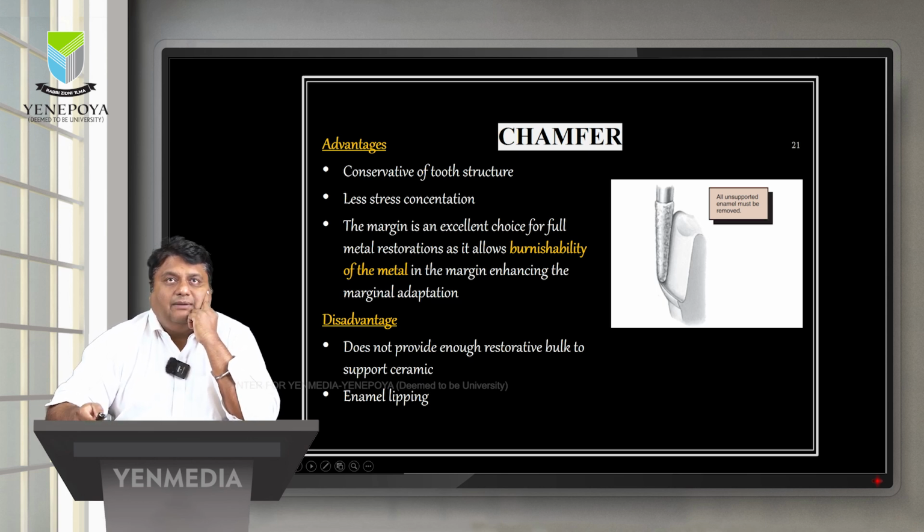So again, it causes enamel lipping. So it is not of a great concern. The enamel lipping, you can always round it off if you have a lip.